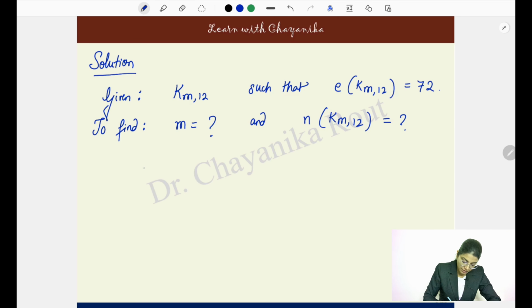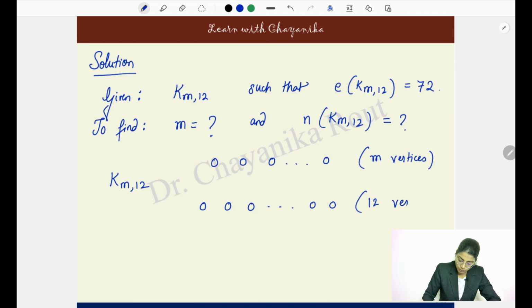So in the given problem, we have been provided with a complete bipartite graph. The representation itself indicates it is a complete bipartite graph with m vertices in one partite set. I don't know the value of m. I have some m vertices in one partite set, and in the other partite set I have exactly 12 vertices. That quantity I know. So these are the two partite sets with names, suppose U and W, U containing these m vertices of one partite set and W is a set containing these 12 vertices of the other partite set.